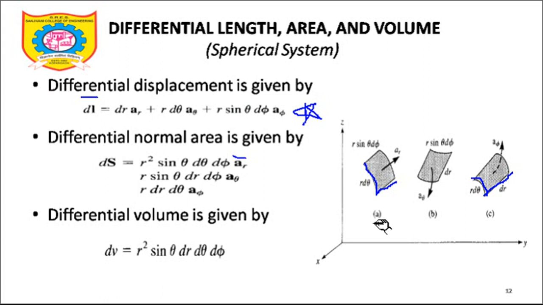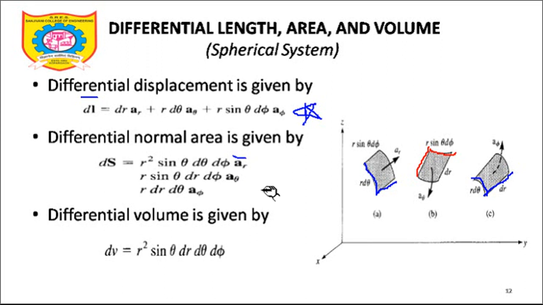So if I am talking about the a theta bar plane, what is varying? R is varying and phi is varying, theta is constant. So r sin theta dr d phi. R square sin theta d theta d phi ar bar is for r equal to constant, and for theta equal to constant, r sin theta dr d phi a theta bar. Simply, r is varying, phi is varying, so dr, r sin theta d phi, a theta bar.